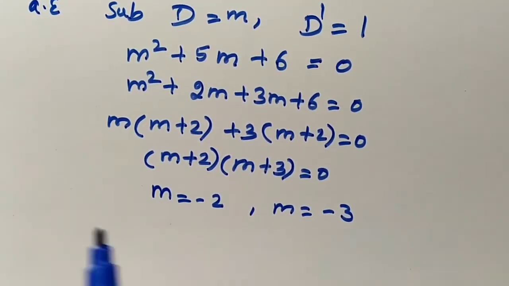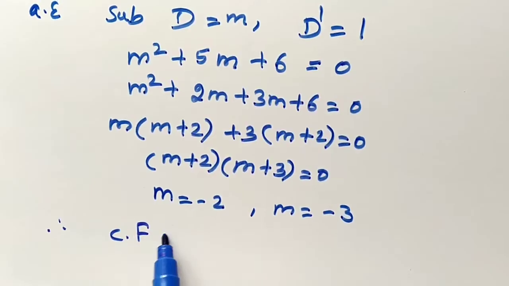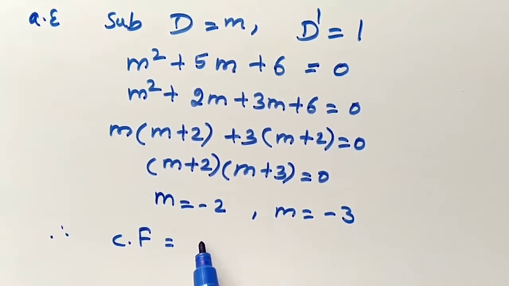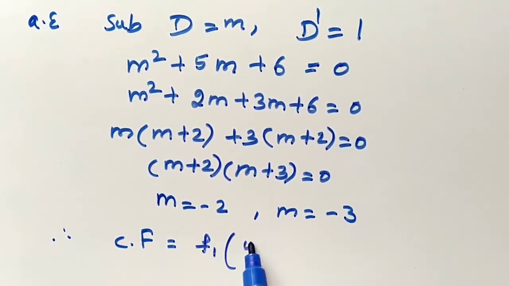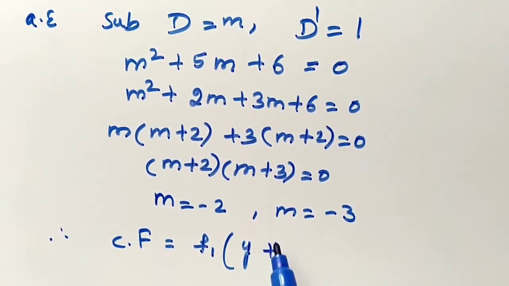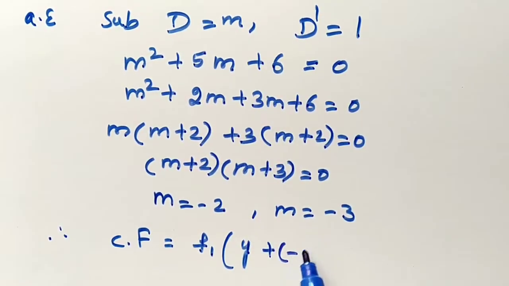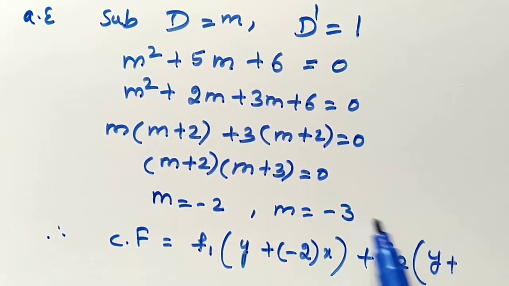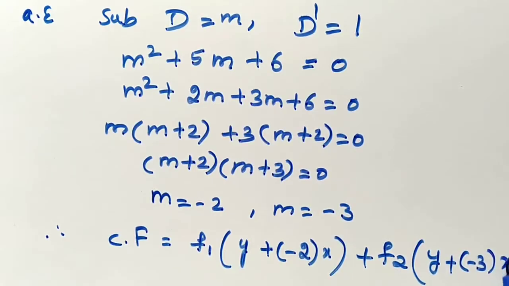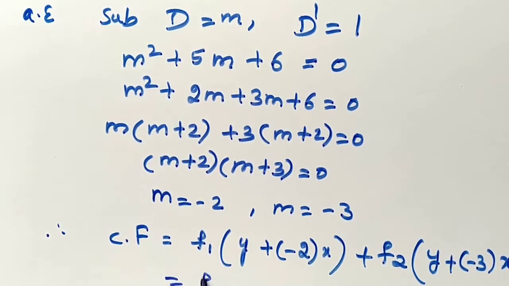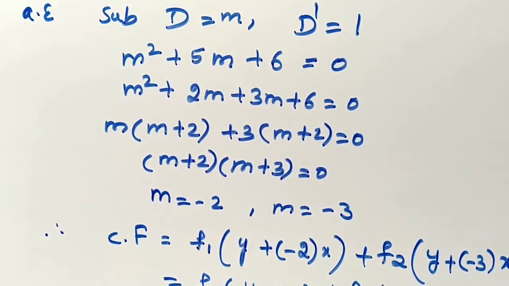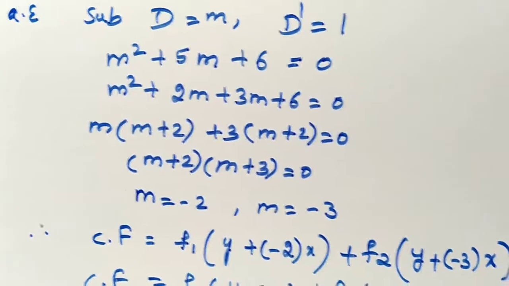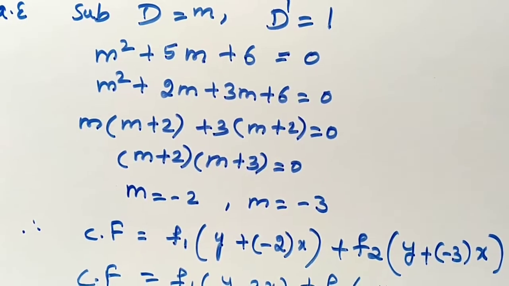Okay, and now the complementary function is, since both are different, you can write f1 of y plus m into x. m means the first root. What is the first root? Minus 2 into x, plus f2 of y plus the second root. What is the second root? Minus 3 into x. This means f1 of y minus 2x plus f2 of y minus 3x is the required complementary function. I'll show you some more examples.